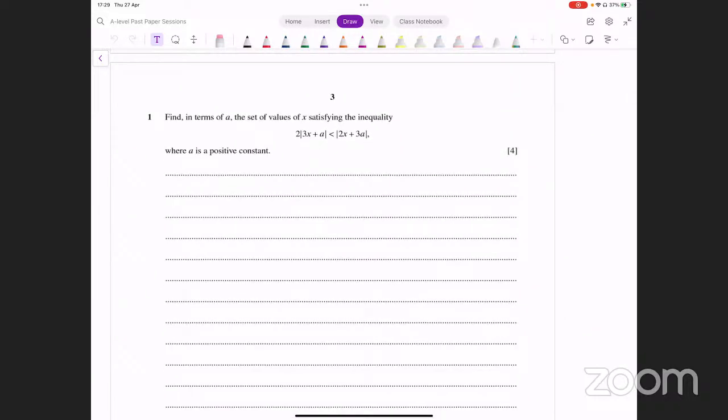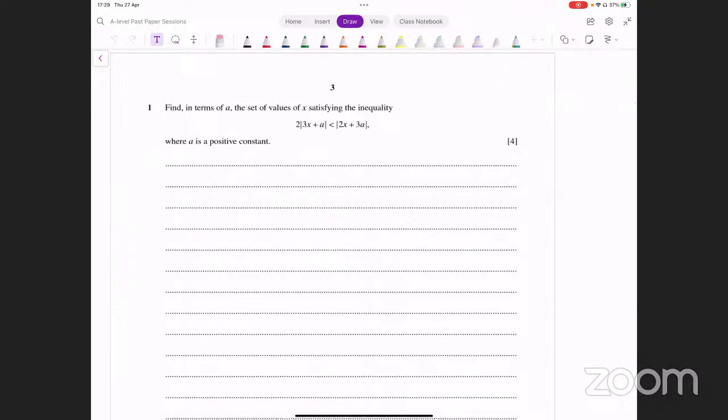We'll be doing most of the questions, but I'll be skipping some of the questions that are very straightforward. For example, this first one, it's a pretty standard modulus inequality question. These are easy 4 marks that you have in this paper. You can try this. In fact, let me actually just do this as well, so let's actually do this, okay? In case anyone is confused with it.